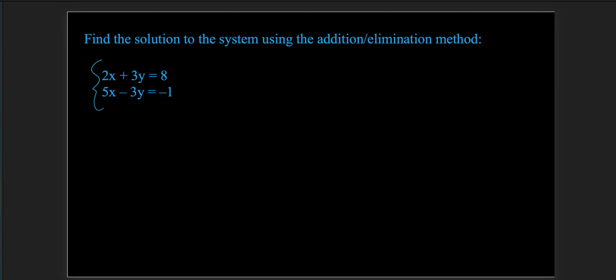So now I need to cover the addition elimination method. So we have 2x plus 3y equals 8 and 5x minus 3y equals negative 1.